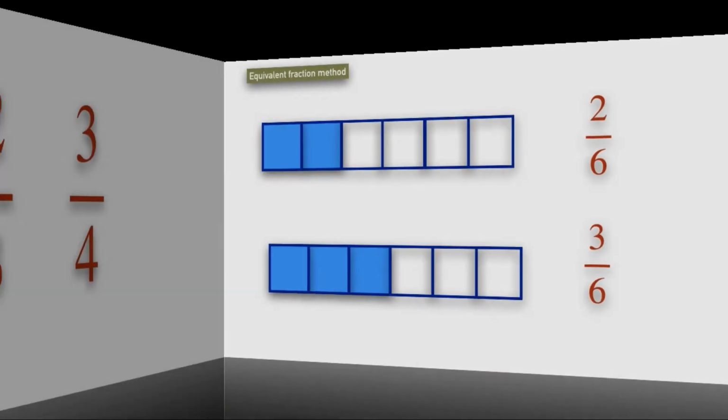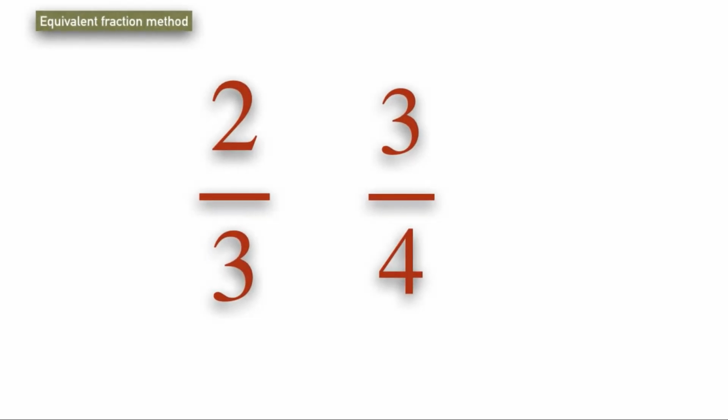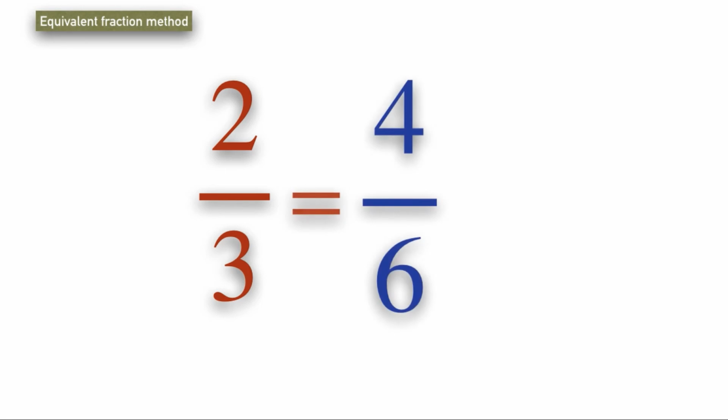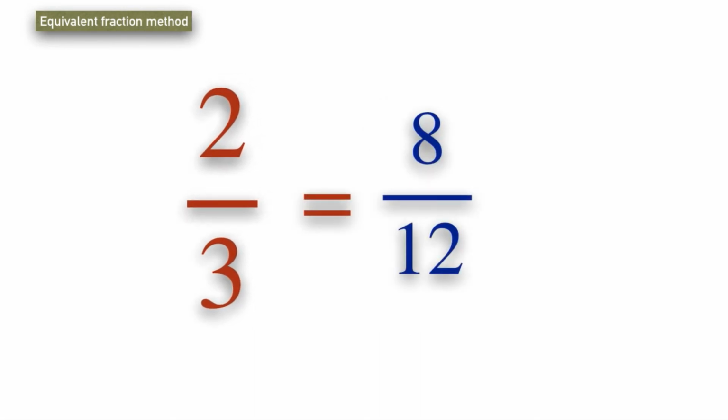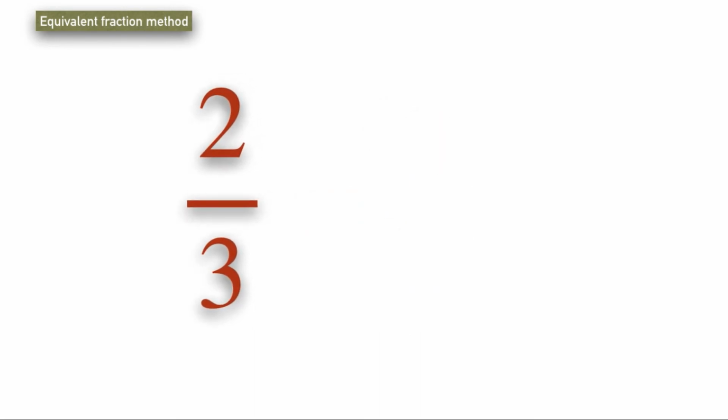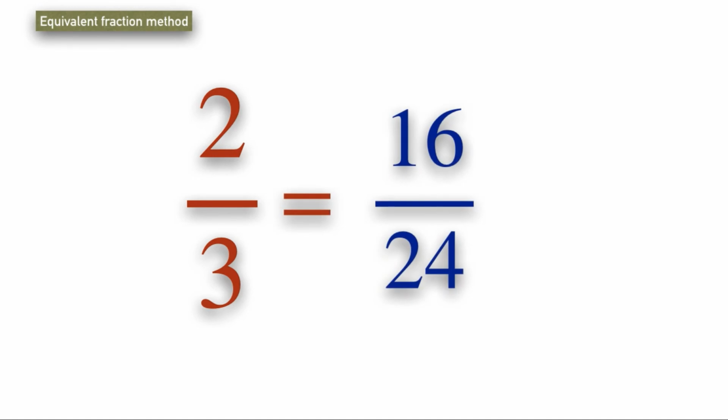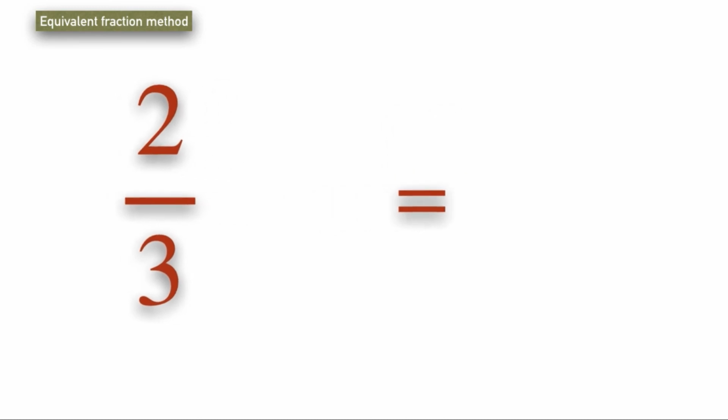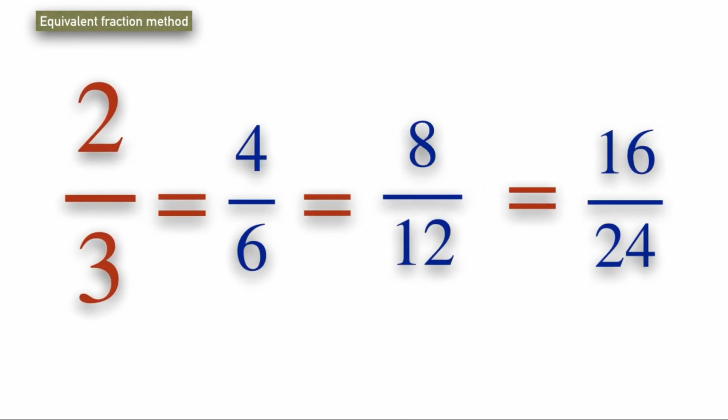Let's now compare 2/3 with 3/4. Which one is a bigger fraction? Take 2/3. Multiply numerator and denominator by 2/2 to get 4/6. And let's multiply 2/3 again by 4/4 to get 8/12. And let's again multiply by 8/8 to give you 16/24. Hence 2/3 is equivalent to 4/6, 8/12, and 16/24, since they are all multiples of 2/3.